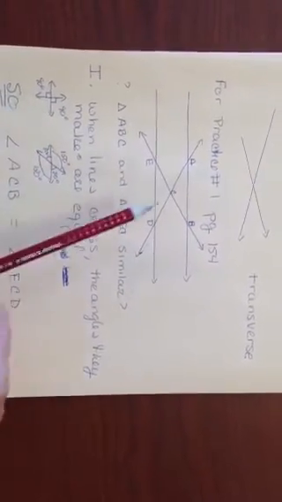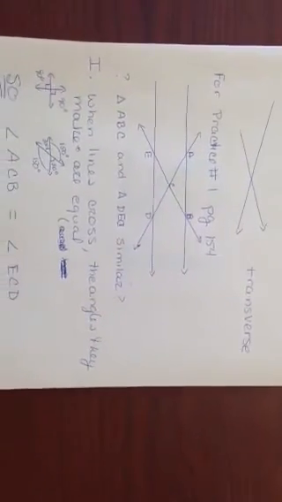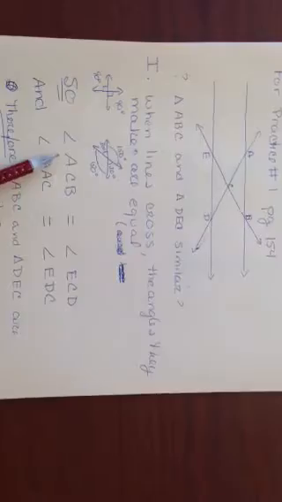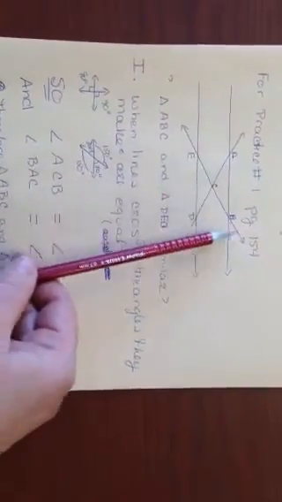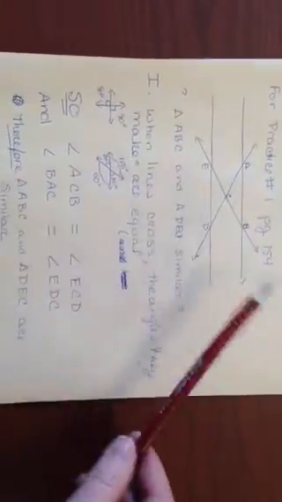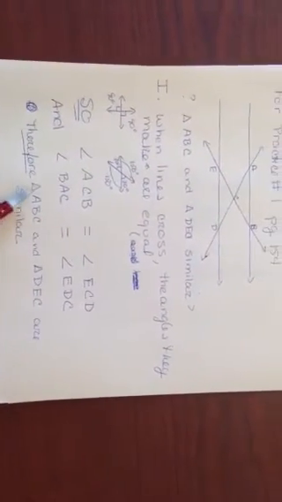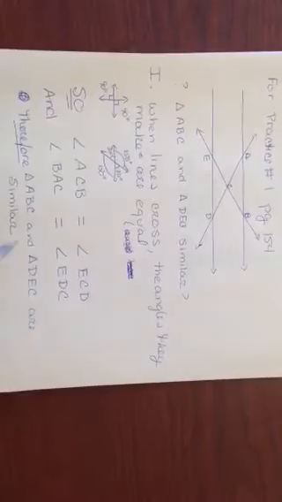Well, when the lines cross, those angles that they make are equal. Remember, we talked about this in class. The angle here and the angle there would be equal, or would be congruent angles. So the angle ACB, there's our angle symbol, is equal to the angle ECD. And the angle BAC is going to be equal to the angle EDC because they are congruent. Therefore, the triangle ABC and the triangle DEC are going to be, in fact, similar.